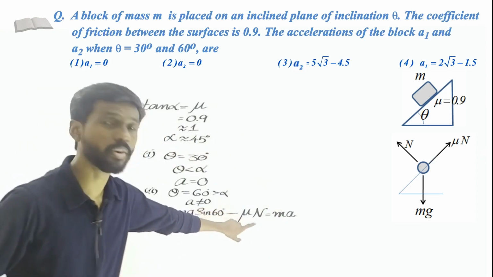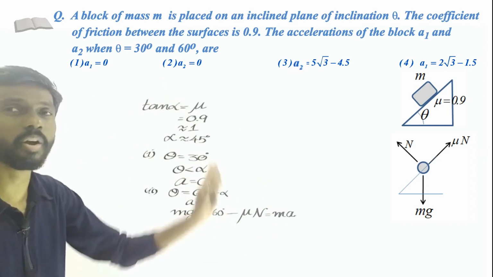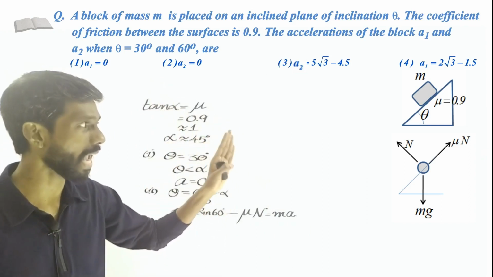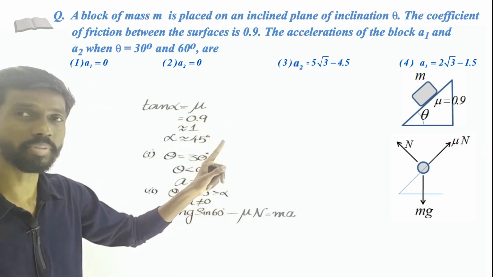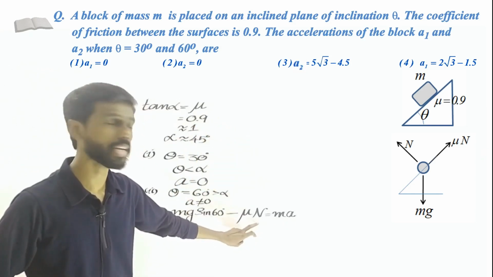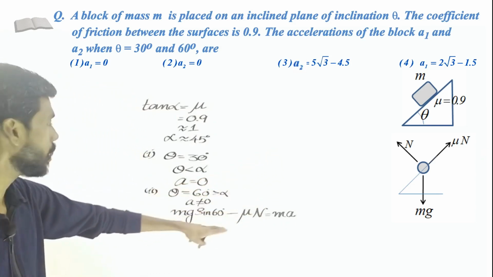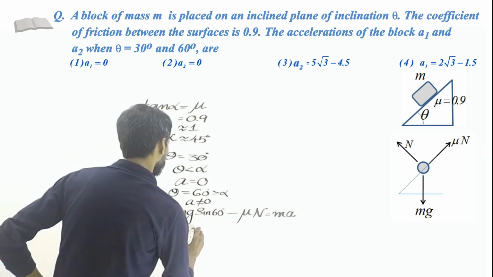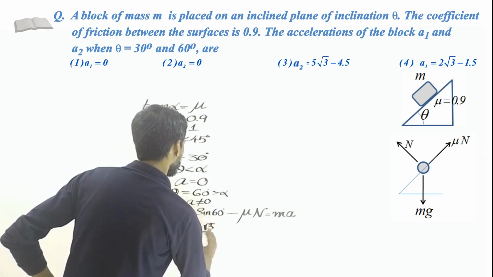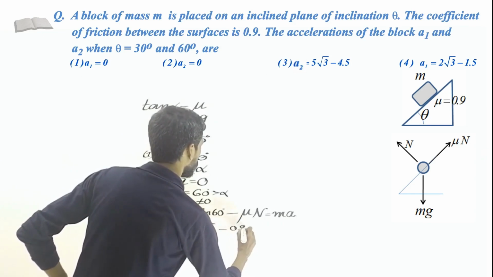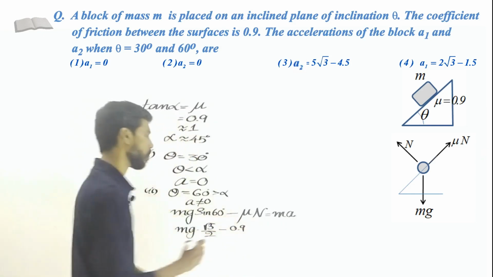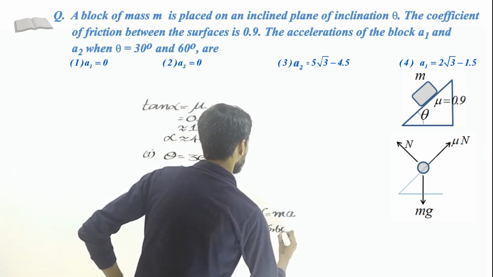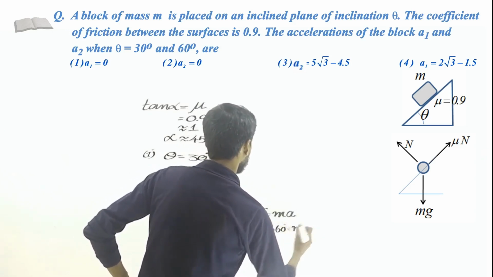Now we have to find the normal force. You consider the normal direction. The component of the gravitational force balances the normal force, that means mg cos 60 is the same as the normal reaction, and mu is also given 0.9. So that can be substituted. So this is mg sin 60, root 3 by 2, minus mu, which is 0.9, times normal, which is the same as mg cos 60. That equals mass times the acceleration.